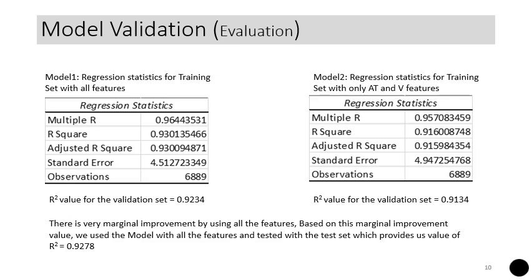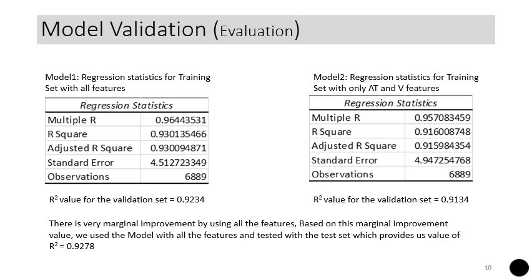As a part of evaluation, we'll first select the preferred model based on our validation results. Statistical analysis of the predicted values from our model for the validation data is depicted in this slide. We can see that model 1, which uses all the features, has marginally better value of R square, that is 0.93, versus model 2, which uses only two features, where the R square value is 0.91.